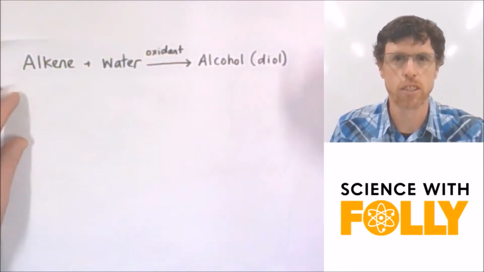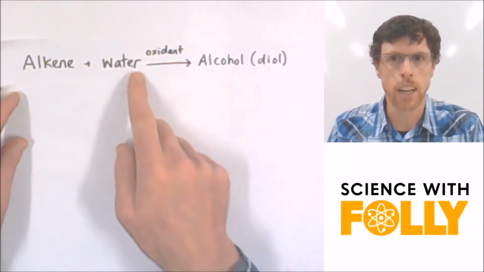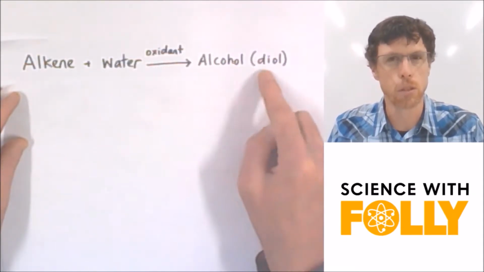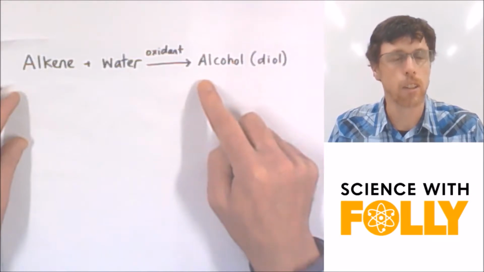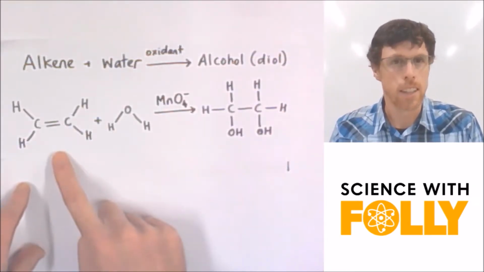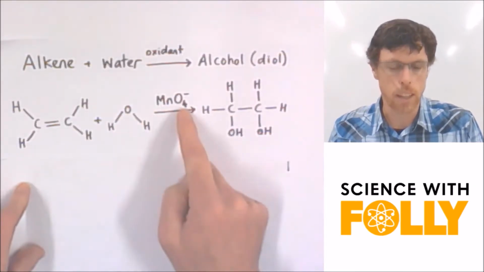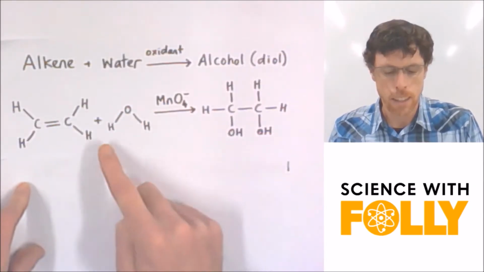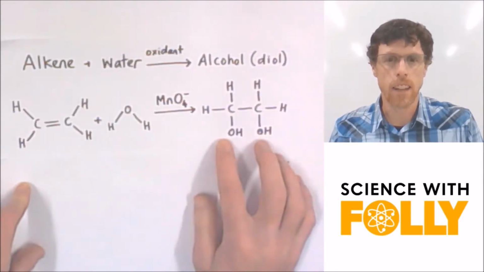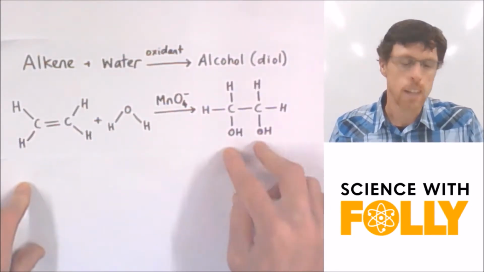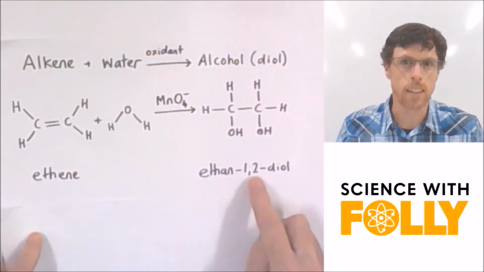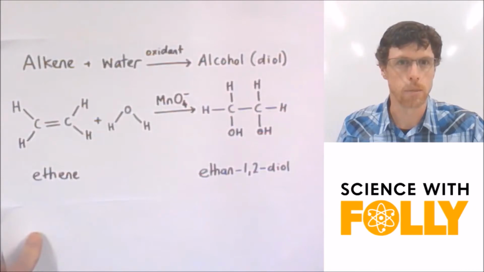Another type of addition reaction is where an alkene reacts with water in the presence of an oxidant and it forms what's called a diol. It's an alcohol with 2 hydroxyl groups. So for example, here is ethene. It reacts with water and permanganate. Now this forms 2 hydroxide ions and they attach, breaking the double bond, forming a diol. And in this case, it's ethane-1,2-diol.